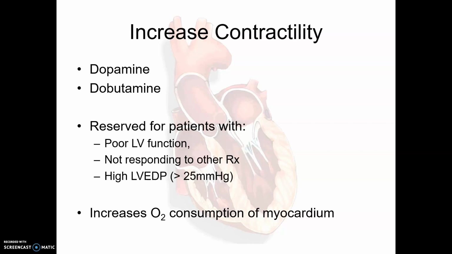But bear in mind, when we put patients on inotropes, while it does increase cardiac contractility, this also increases the work of the heart, and in particular in patients with cardiac ischemia, this can worsen the ischemia and increase oxygen consumption.